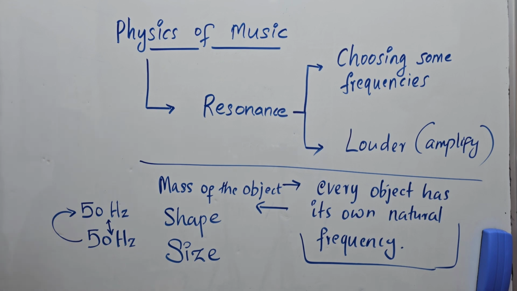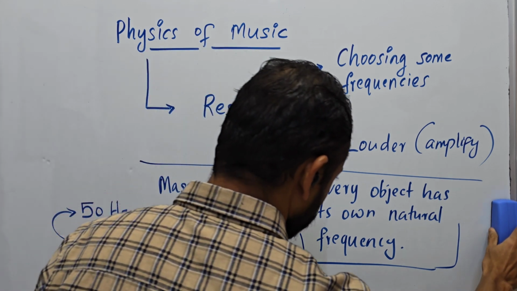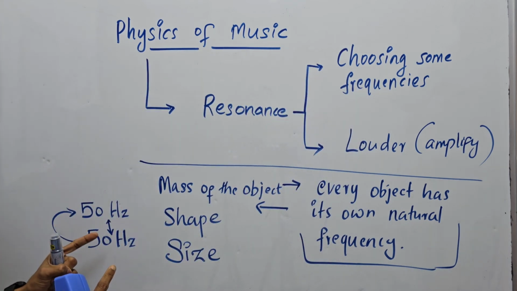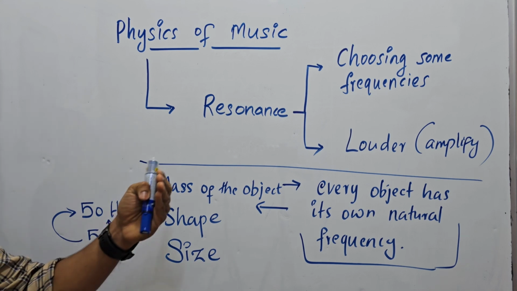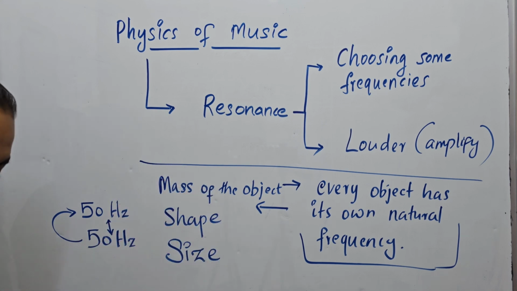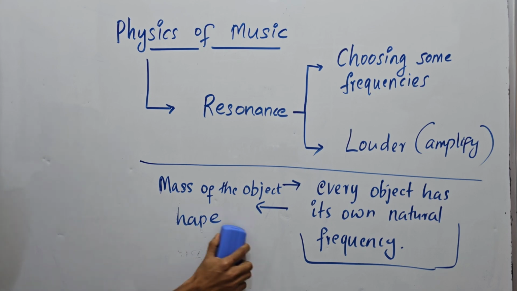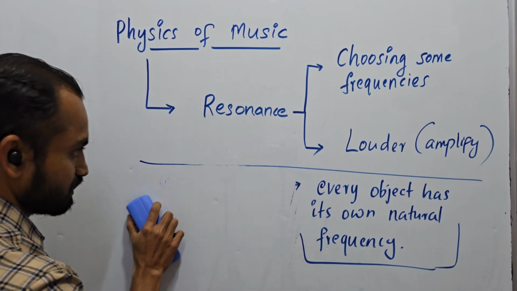I hope you understand the meaning of resonance. Okay, what is resonance? Resonance is matching of frequency. When the frequency of vibration of an object becomes equal to the natural frequency of another object, then the second object will vibrate with a greater amplitude when they come in contact. Okay, students?